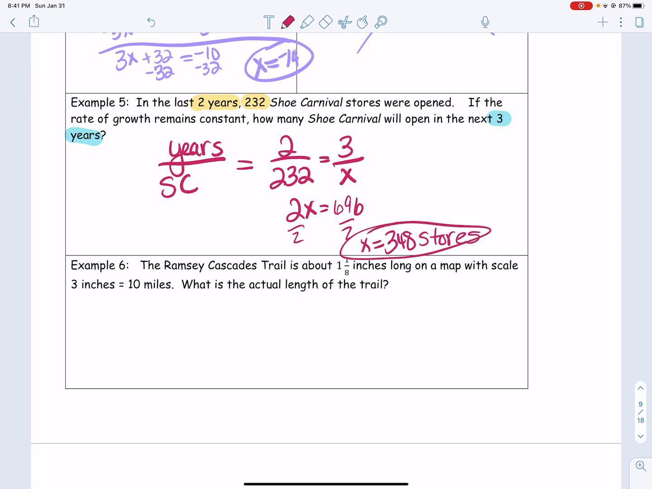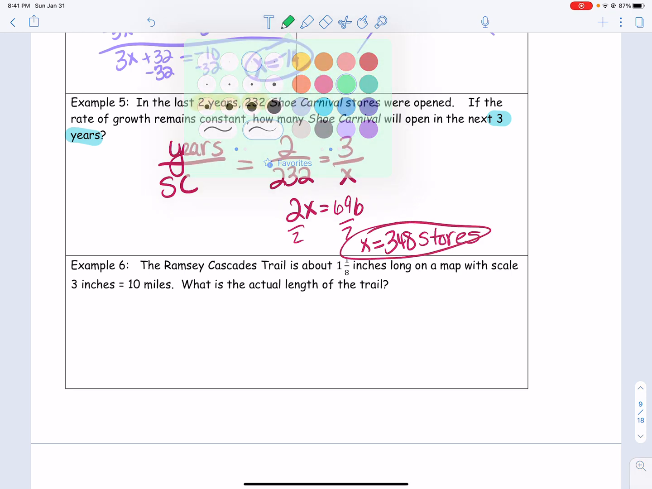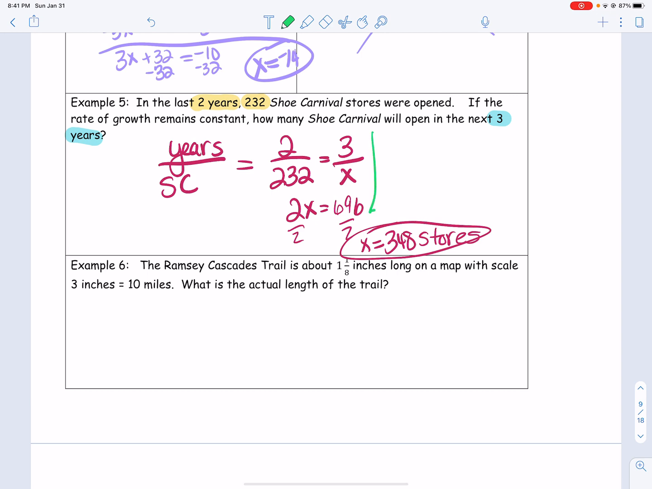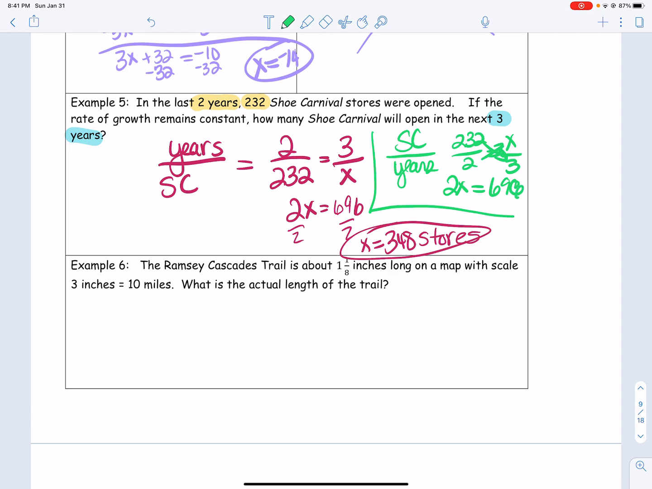Now, this is what someone's going to ask in class, and you're just not there. Does it matter which one you put on the top? Could I have done shoe carnivals to years? So that would have been 2 over 232 equals, 232 over 2, I have it written right here, equals x over 3. So when I cross multiply, I get the exact same numbers. 2x equals 696. So does it matter if you do years on the top or shoe carnivals? No. You're just going to read the question and you're going to write the proportion.